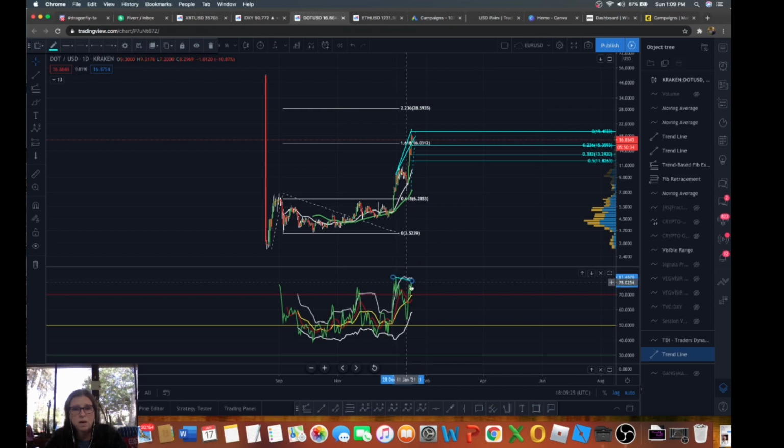So I would say pay attention for this correction here. Doesn't mean we have to dump down to $5. It just means that we have bearish divergence and we should see a fourth wave here.